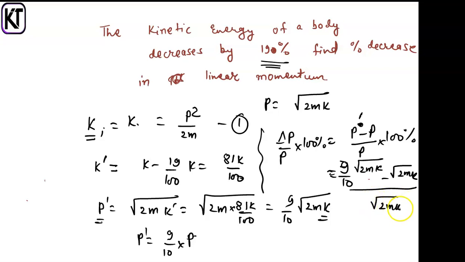Now root 2mK will be common and cancel, so it will be 9 by 10 minus 1, into 100%. So this makes it minus 1 by 10, I guess 9 minus 10. So it will be minus 1 by 10, so minus 10%. So it means that the linear momentum would be decreased by 10%.